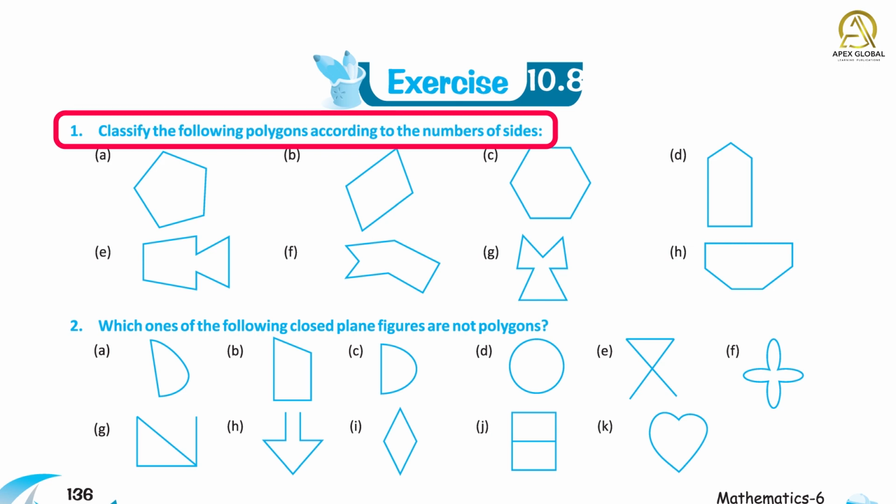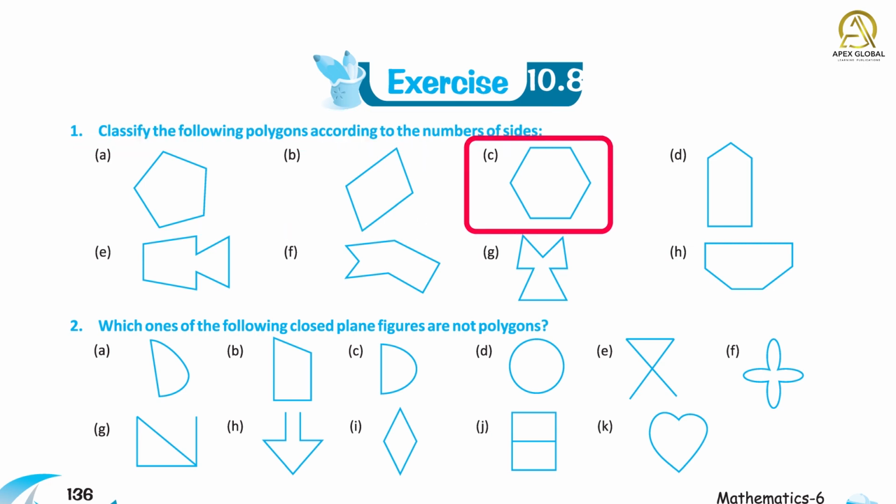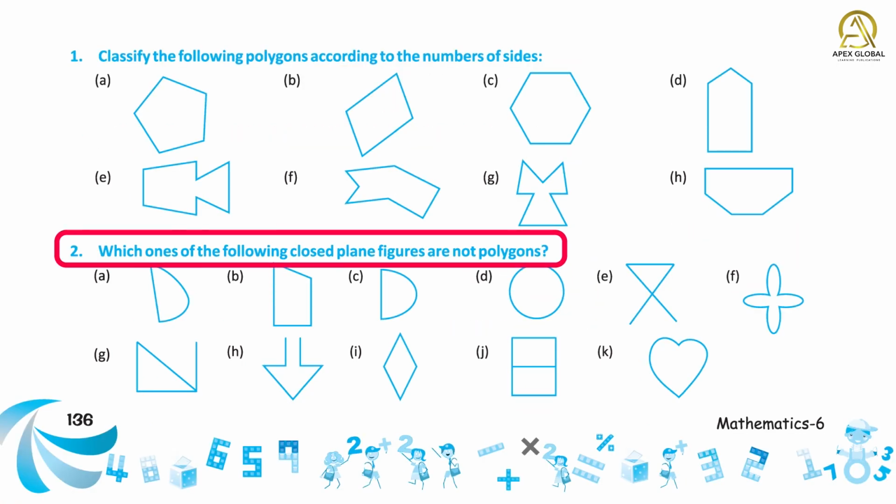Exercise 10.8. Question 1. Classify the following polygons according to the number of sides. Solution. A. Pentagon. B. Quadrilateral. C. Hexagon. D. Pentagon. E. Octagon. F. Heptagon. G. Nonagon. H. Hexagon.